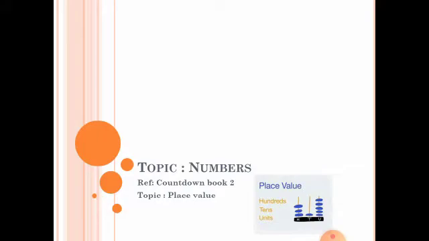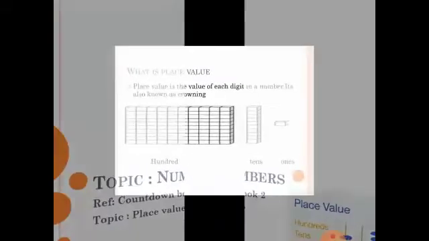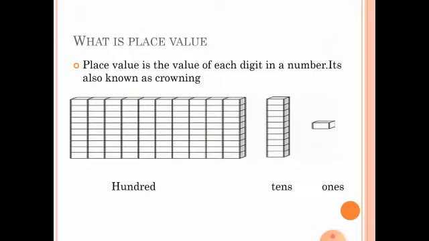Today's topic is numbers. Reference is Countdown Book 2, page number 4 to 11, and the subtopic is place value. First of all, we must know what is place value. Place value is the value of each digit in a number. It is also known as crowning.